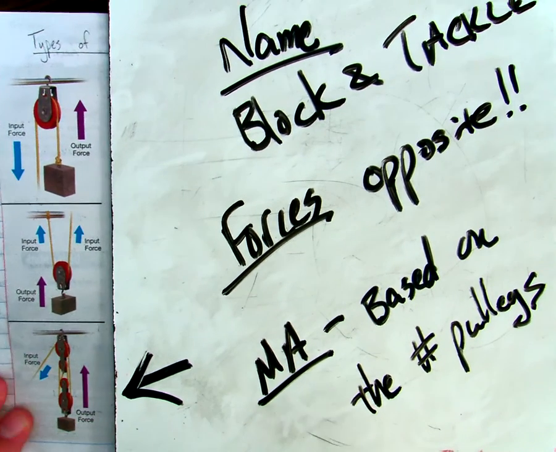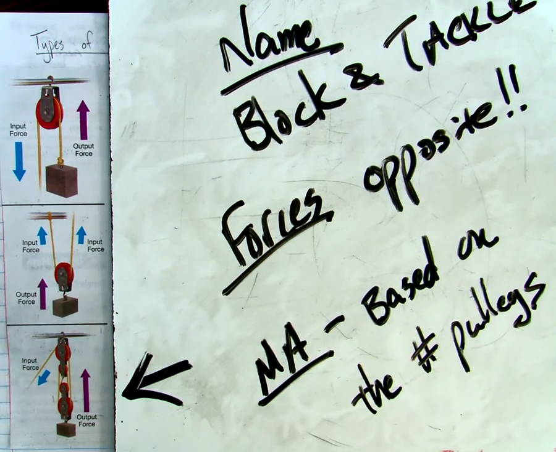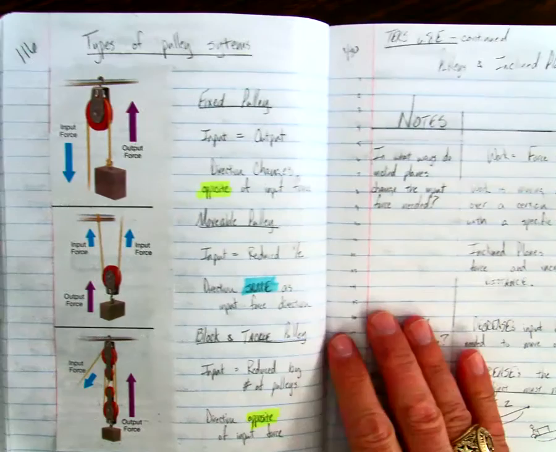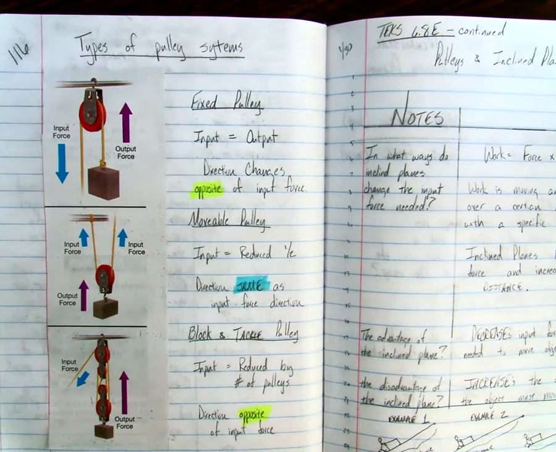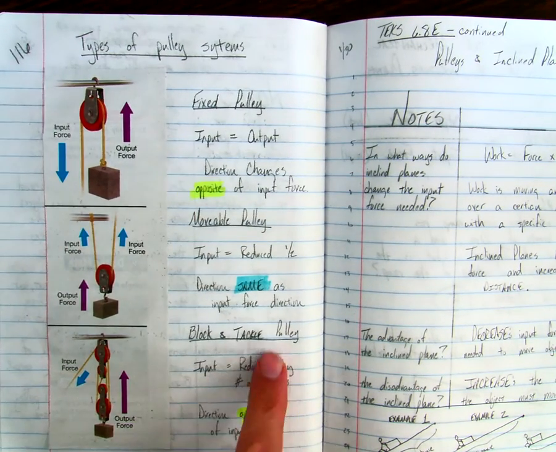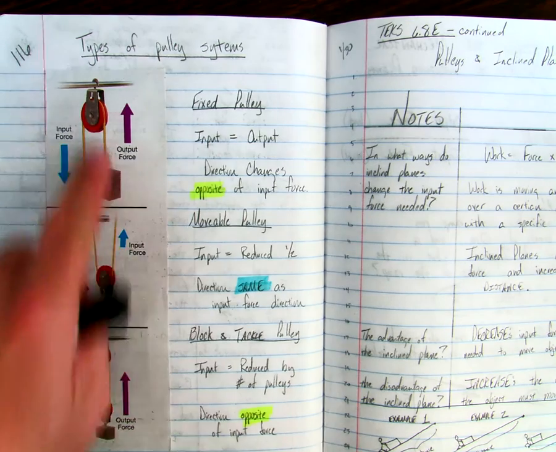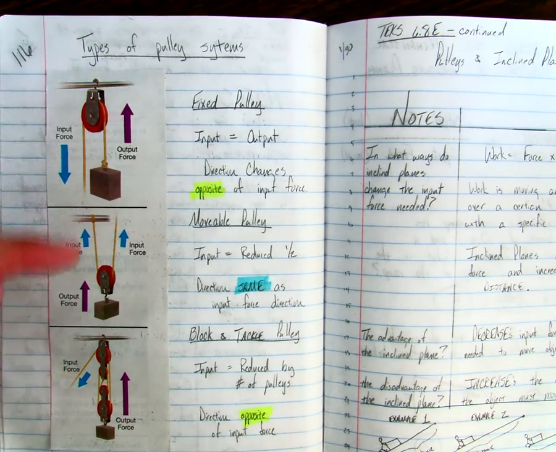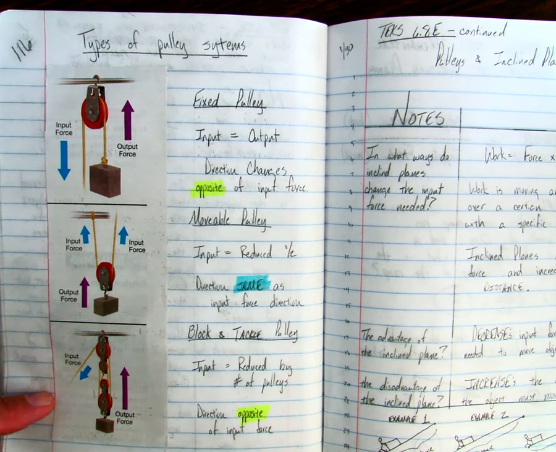When you're looking at these descriptions, all you have to be able to do is identify it. We'll go back to this real quick. Fixed pulley system, movable pulley system, block and tackle pulley system. If you can identify them by their names, that's step one. We're going to look at the direction. Fixed pulley is opposite. Movable pulley is the same. Block and tackle pulley is opposite.